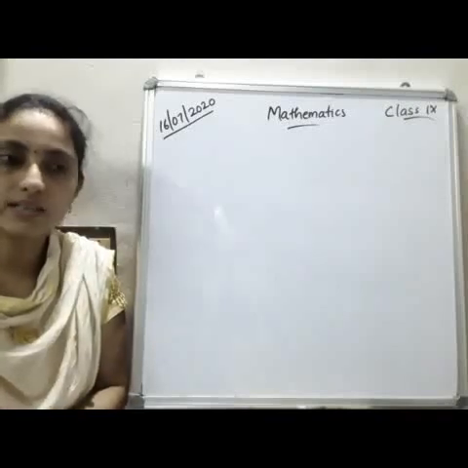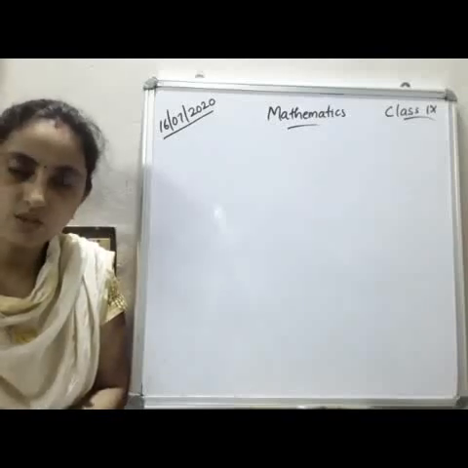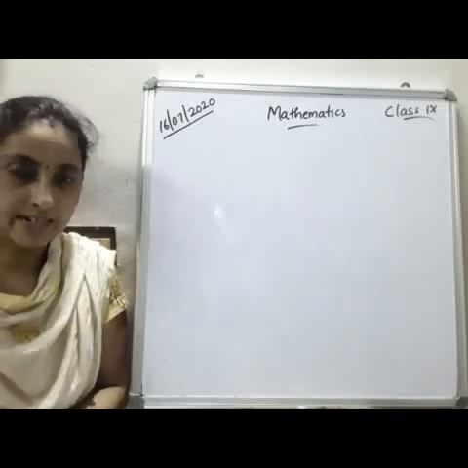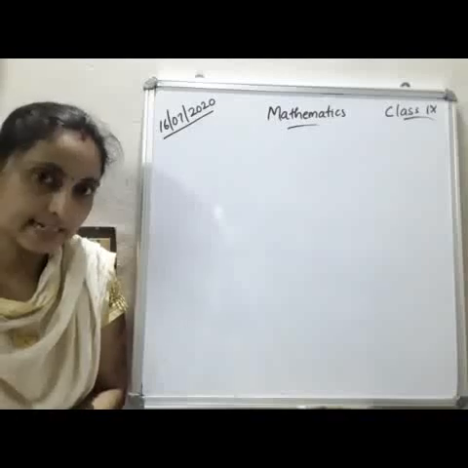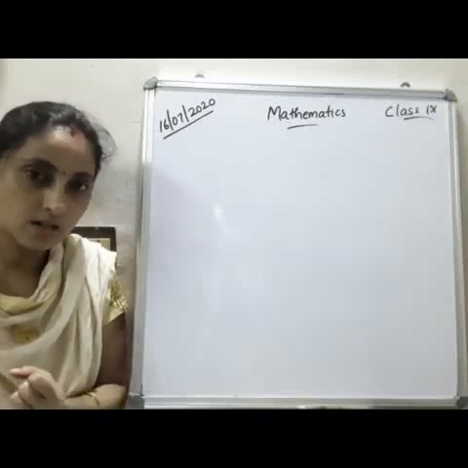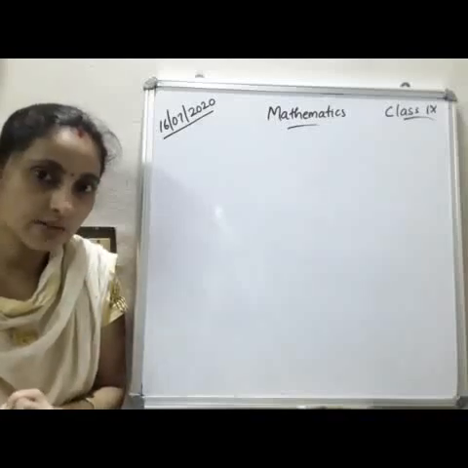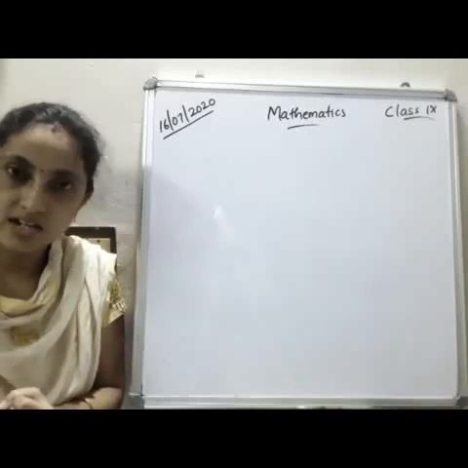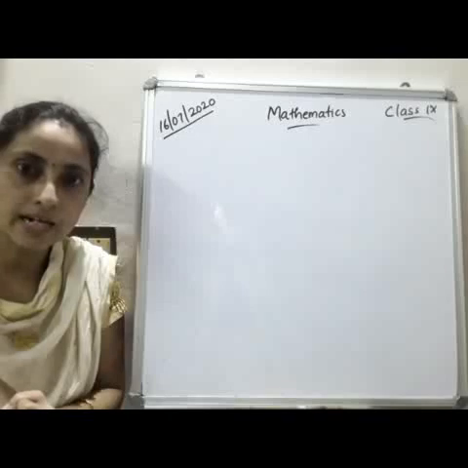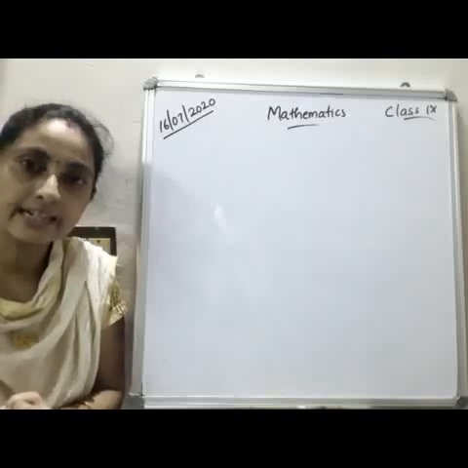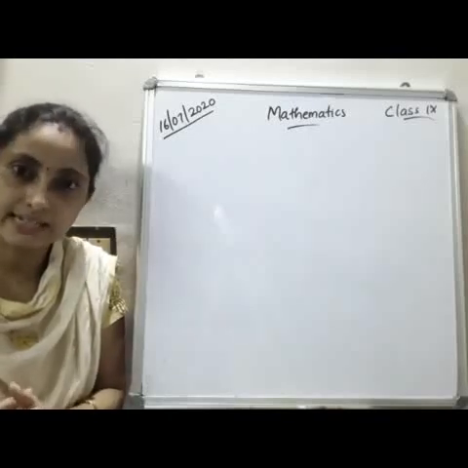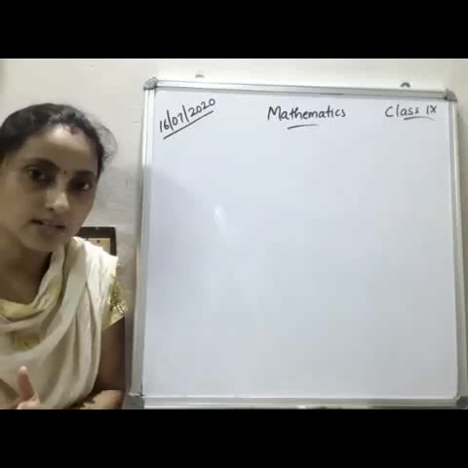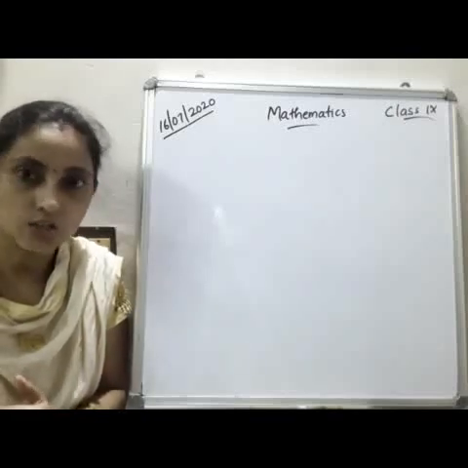In the previous section, what things did we discuss? We discussed polynomials, terms, then coefficients, then linear, quadratic, cubic polynomials, then degree of the polynomial. That much we discussed. Then two more important things: constant polynomial and zero polynomial.